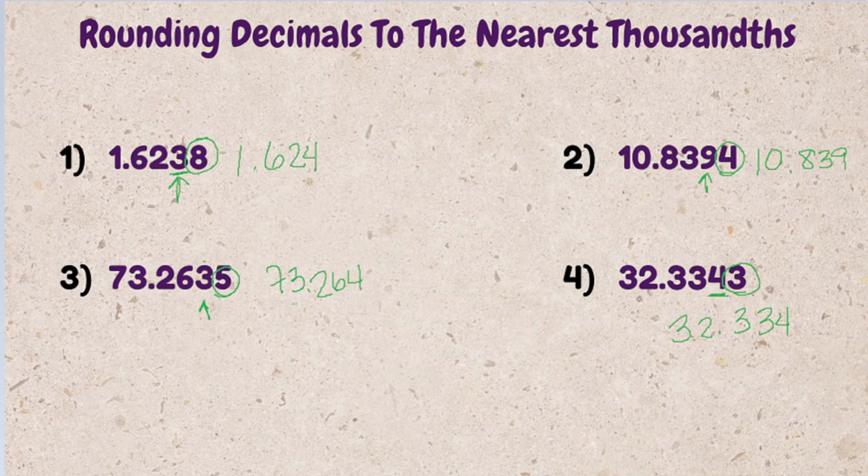Now that you've done 4 examples, let's work through one on your own. Round to the nearest thousandth: 16.3384. Leave your answer in the comments.